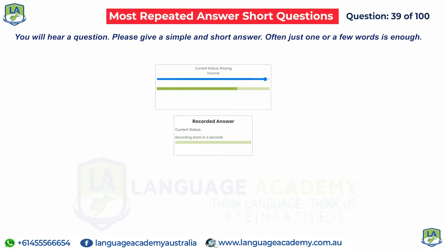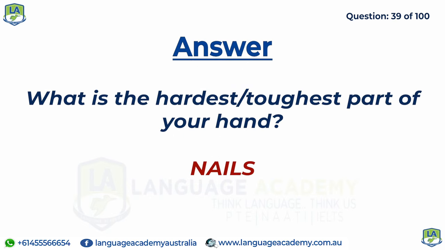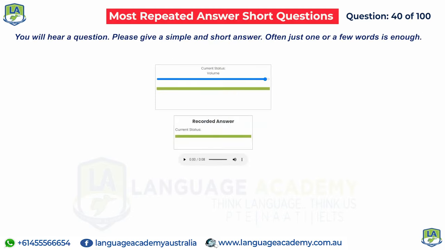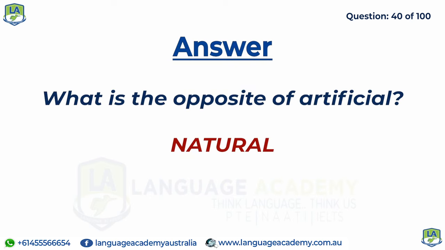What is the hardest, toughest part of your hand? Nails. What is the opposite of artificial? Natural.